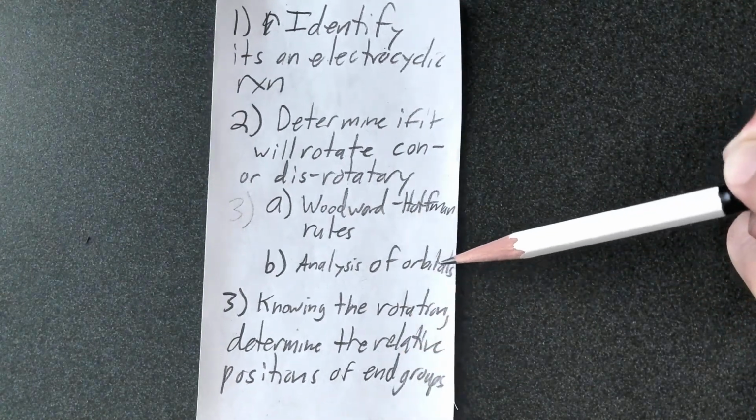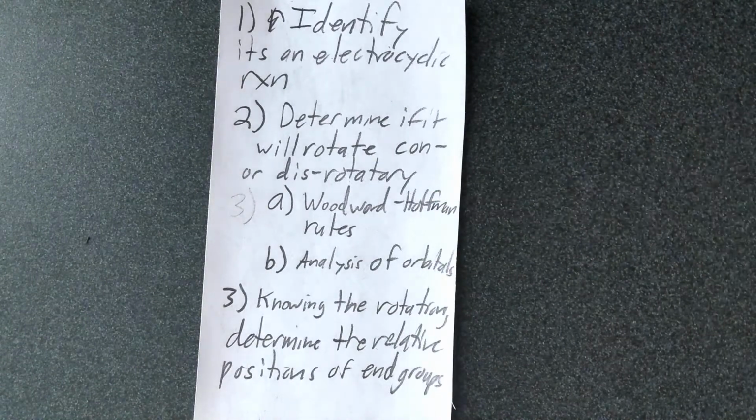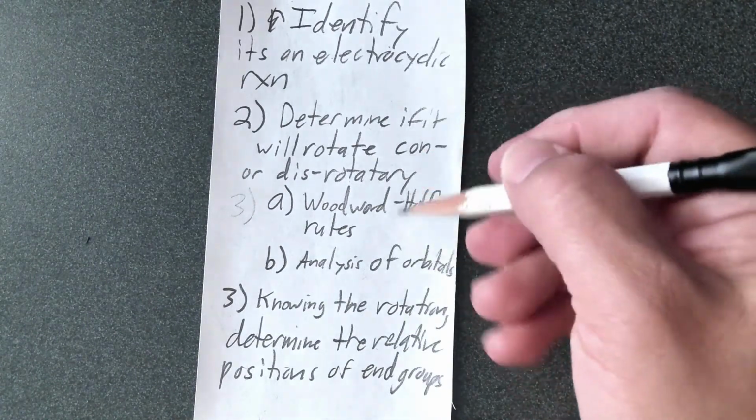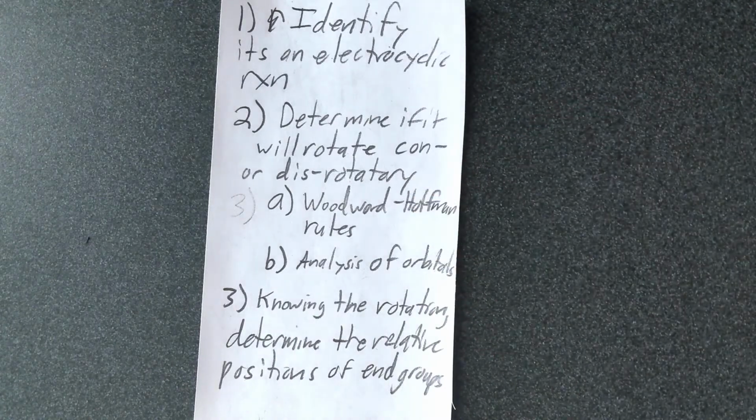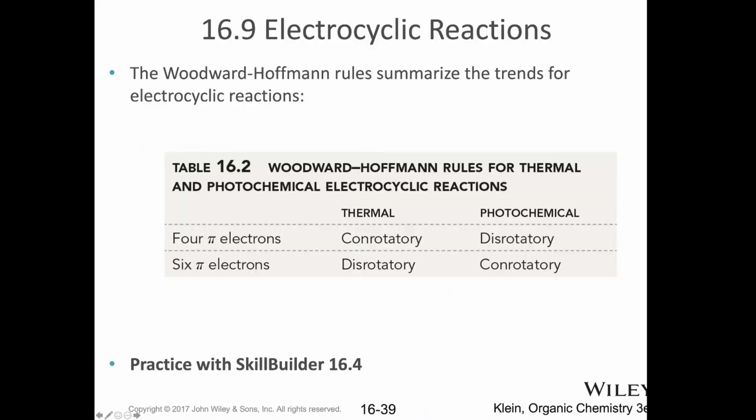I showed you the analysis of orbitals. Let me now show you the Woodward-Hoffmann rules, which is really quick actually, because remember in this step we're just trying to determine whether it's conrotatory or disrotatory. Here we have the Woodward-Hoffmann rules summarized. So the whole key to this is you're going to figure out whether you are conrotatory or disrotatory by looking at the same thing, really. You're just not diving deep into the analysis of the orbitals. You're just realizing there's a trend that happens.